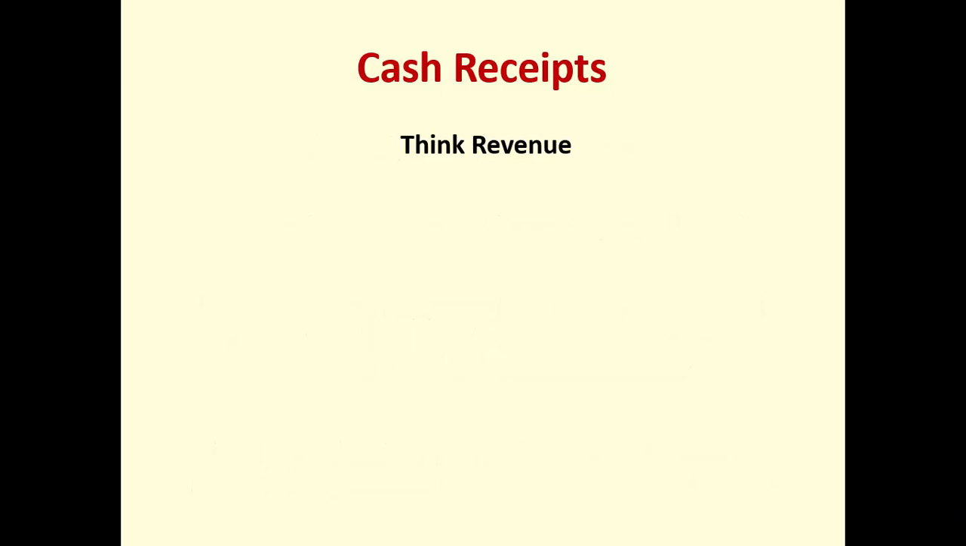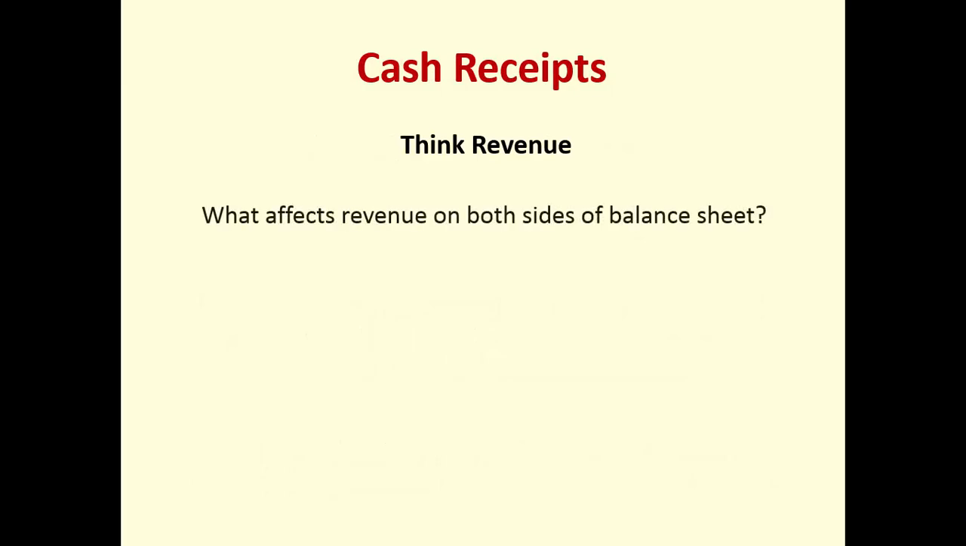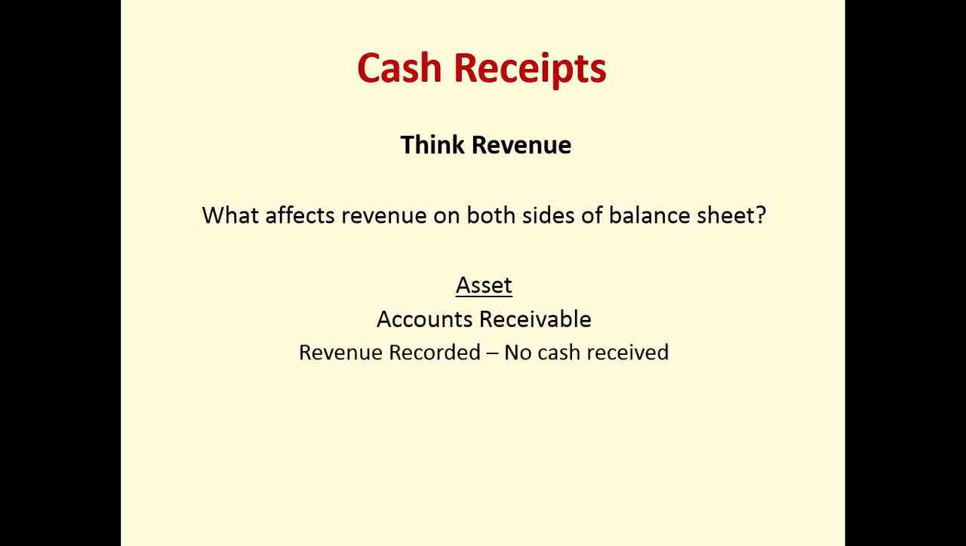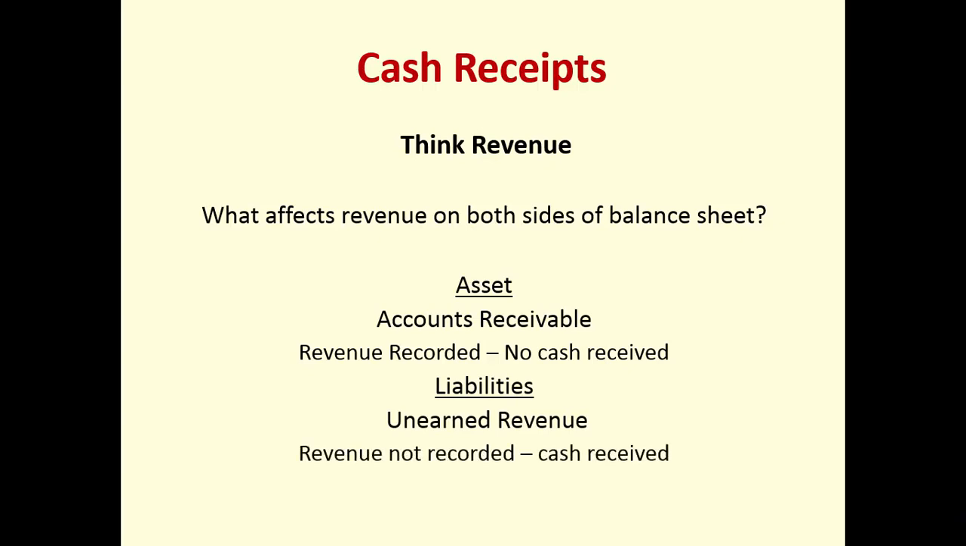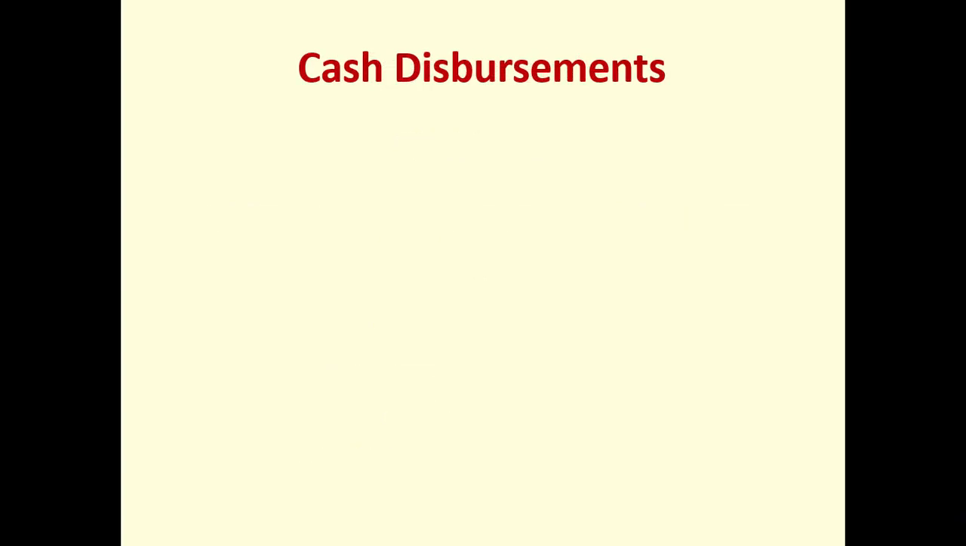For cash receipts, you want to think revenue. What affects revenue on both sides of the balance sheet? On the asset side, it's going to be accounts receivable, because revenue was recorded but no cash was received. It's an accrual. Liabilities, we're going to be looking for unearned revenue, because revenue was not recorded but cash was received. Remember what unearned revenue is: I was paid but I haven't done the work yet.